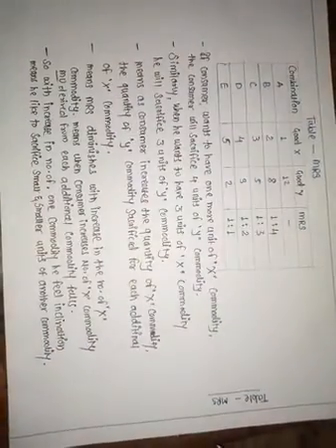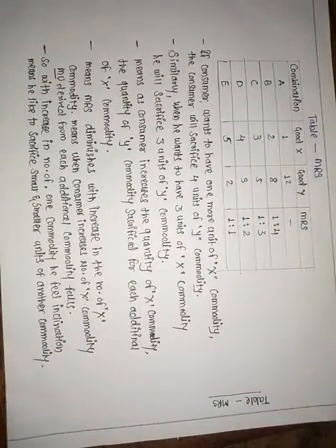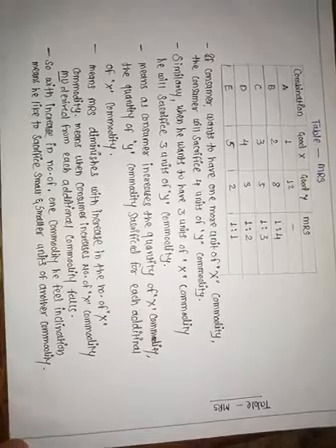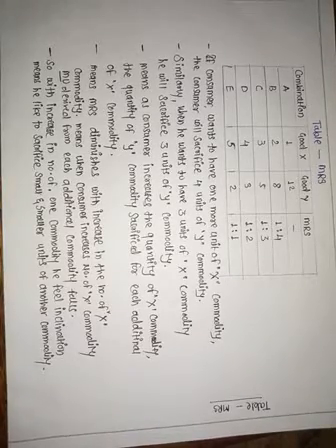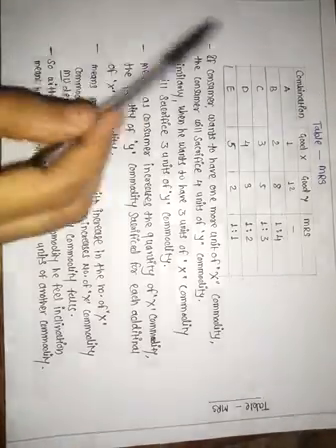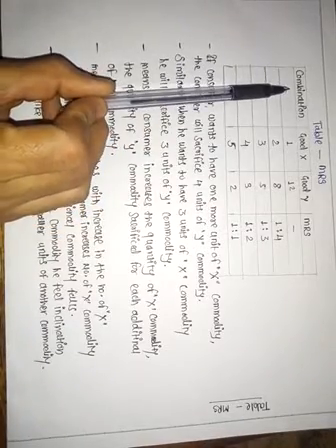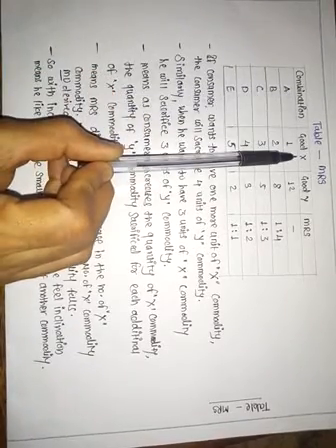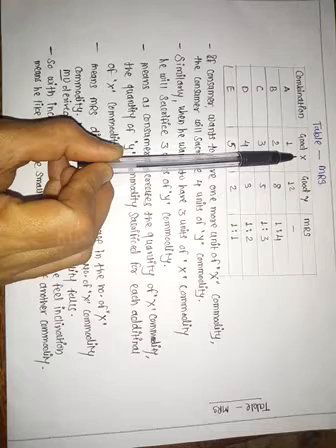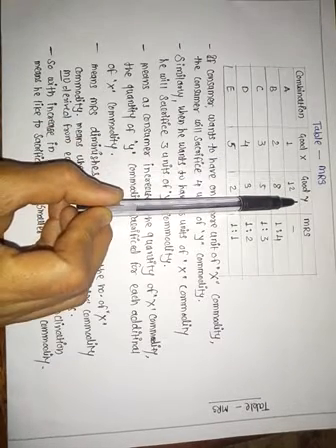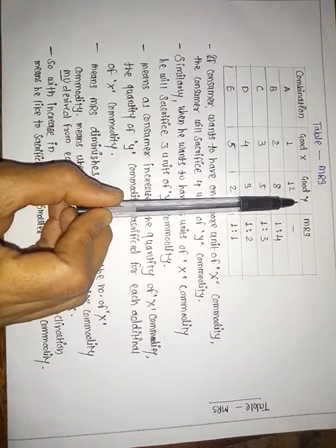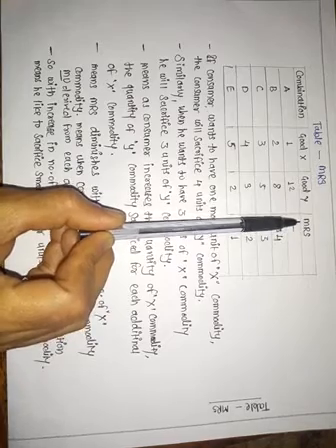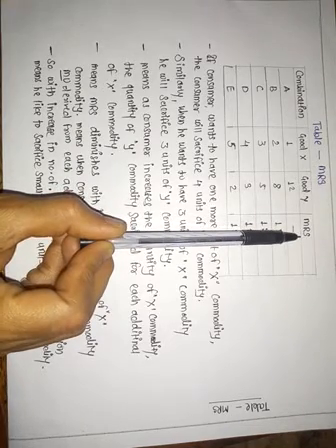Students, we will explain it with the help of the table. See here, in the table, the first column shows the combinations. The second column shows the quantity of the X commodity. The third column shows the quantity of the Y commodity. And the last column shows the marginal rate of substitution.